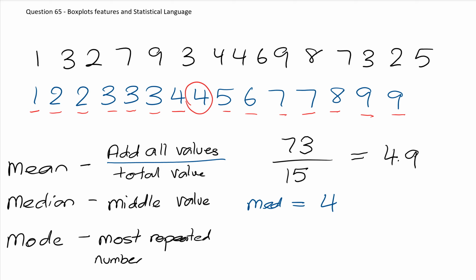And the mode is the most repeated number. So let's have a look at it. We've got 1, which is repeated once. 2 is repeated twice. We've got 3 repeated 3 times. 4 is repeated twice. 5 is once. 6 is once. 7 is twice. 8 is once. And 9 is twice. So obviously, we look at it and go, well, 3 is repeated 3 times. Therefore, my mode equals 3. And this is how we measure the center, using these 3 different approaches.